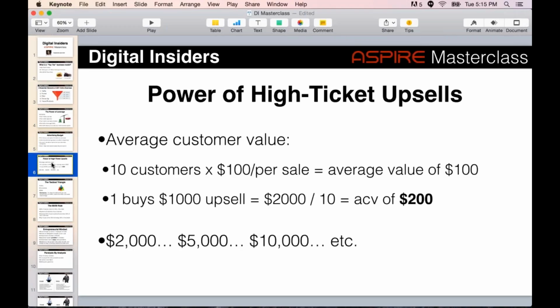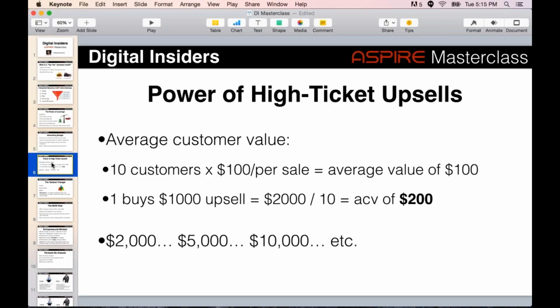All right, so again, emphasizing the power of high ticket upsells. Let's think about this. Let's say you have 10 people that buy something from you at $100 per person. So each person spends $100 with you. That's an average ticket value of $100, right? So each customer is worth $100 on average.